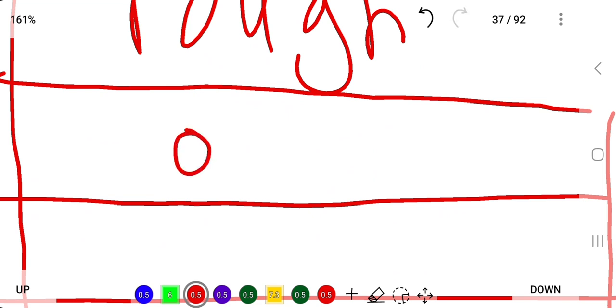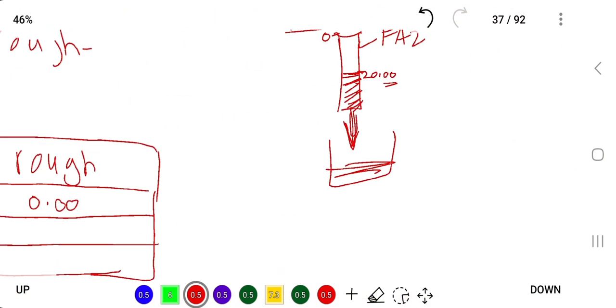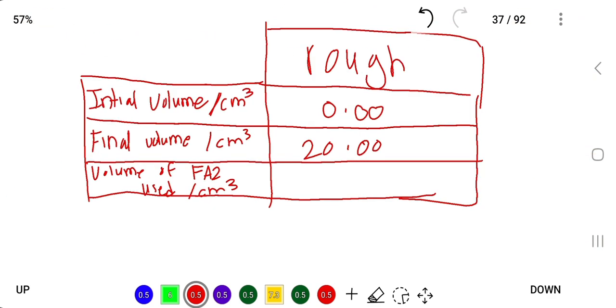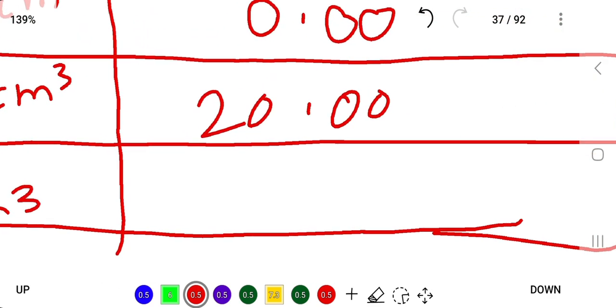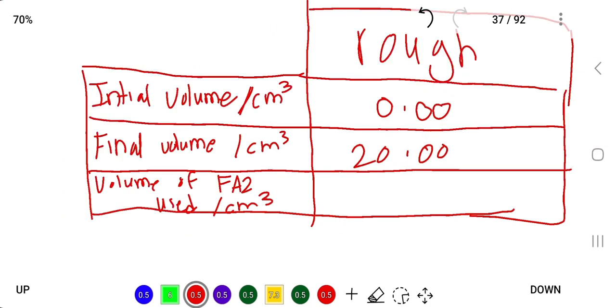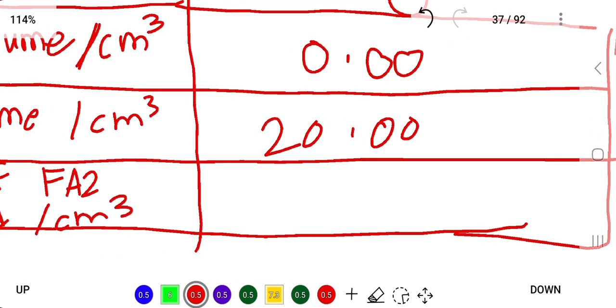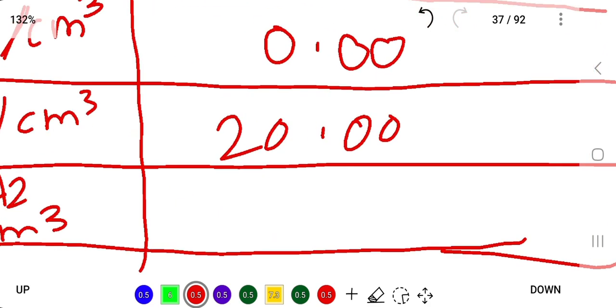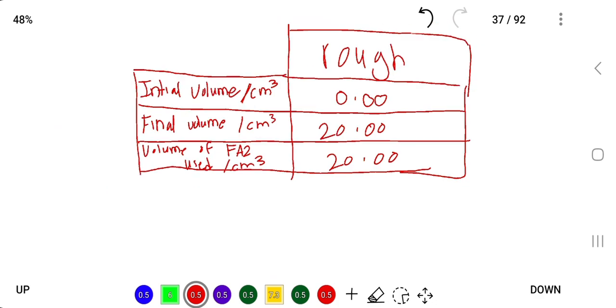And now again, you don't put 0 as it is, you should always give it 2 decimal places. If you do not give the decimal places, you will in fact lose marks. Final volume, as we said, 20.00, and then the volume of Fa2 used is basically them minus together. That's why there's no need to minus them together, because the initial volume was 0. So that's why I'm again recommending you guys to always have initial volume of 0. So it's the exact same thing. So it's 20 minus 0, what is 20?